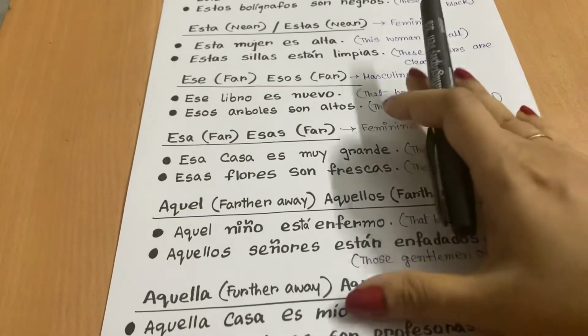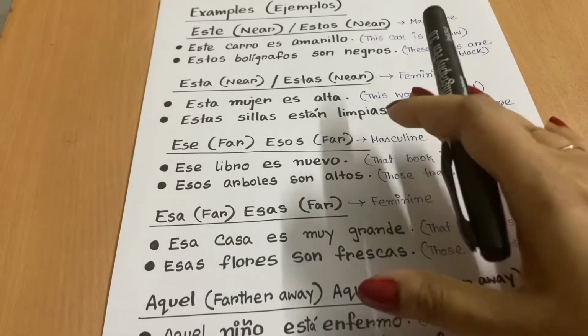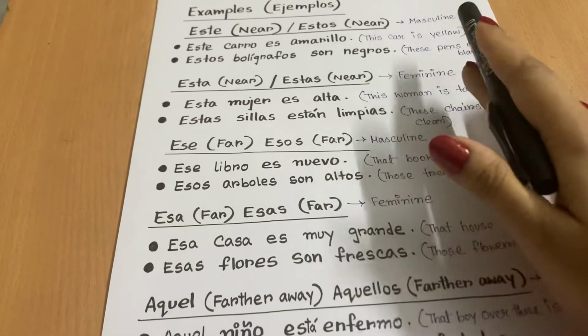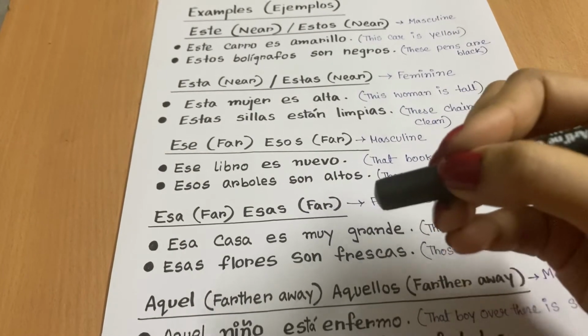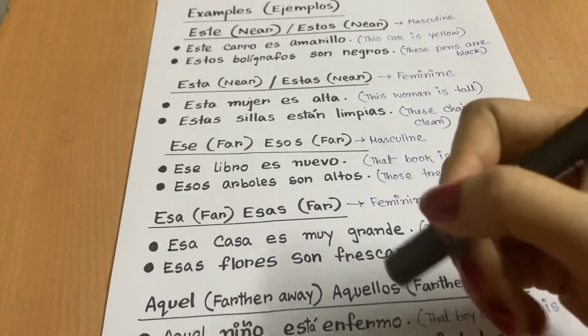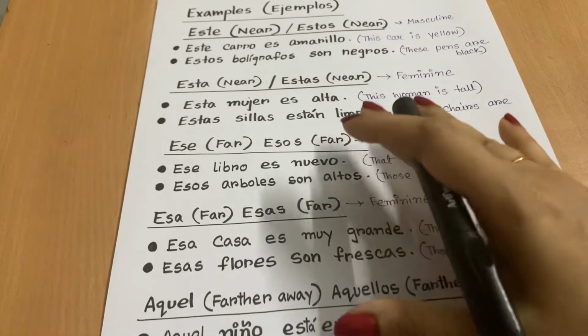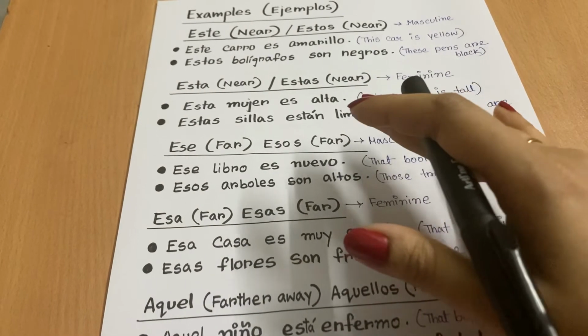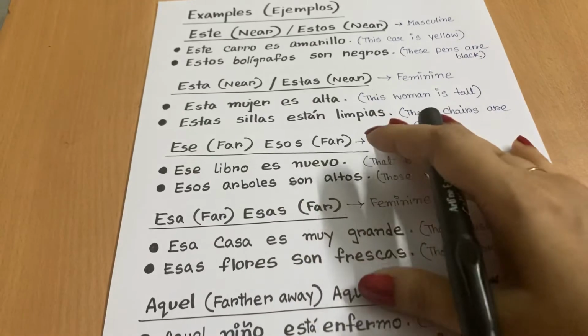So these are all the examples. Please go through this, and all these demonstrative adjective words, you need to practice more and more so that you will be familiarized with them and there will not be any mistakes.